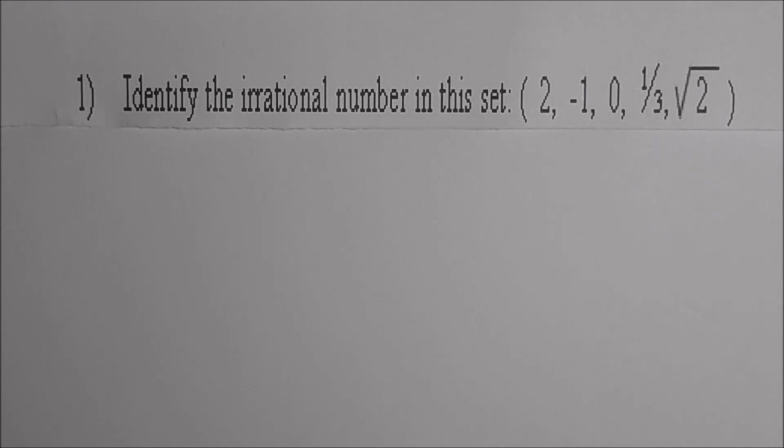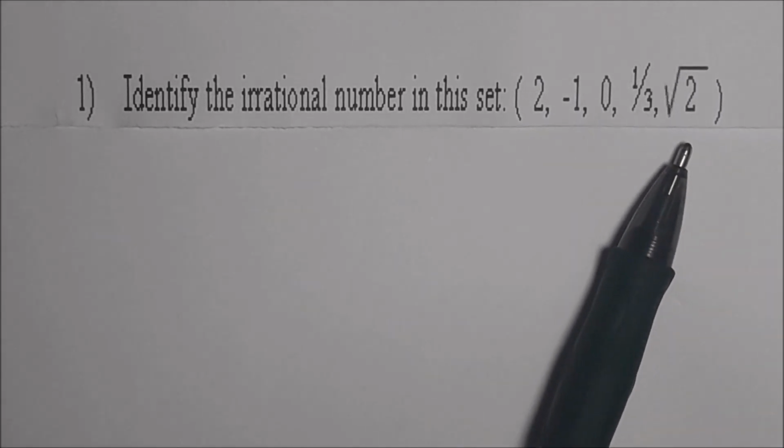Identify the irrational number in this set: 2, -1, 0, a third, and the square root of 2. What is the irrational number? Numbers that aren't wholes. No, just identify it in the set. Which one there would be an irrational number?